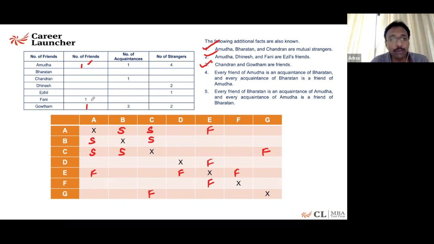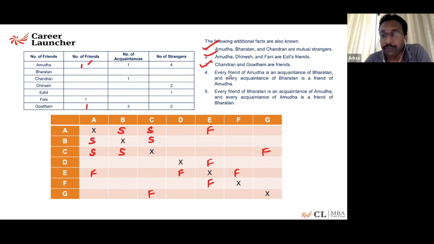Similarly, we don't know still about Bharatan. Chandran, we have 1 acquaintance. We don't know. Dinesh has 2 strangers. We don't know the friends. Azil has 1 stranger. We still come back to this. Funny has 1 friend. Now, please understand that there's only one Funny. Funny has only 1 friend, so there will be nobody else who is a friend here. Similar to our friend A. Gautam has 1 friend. We got it. 3 acquaintances and 2 strangers. This understanding is very useful.